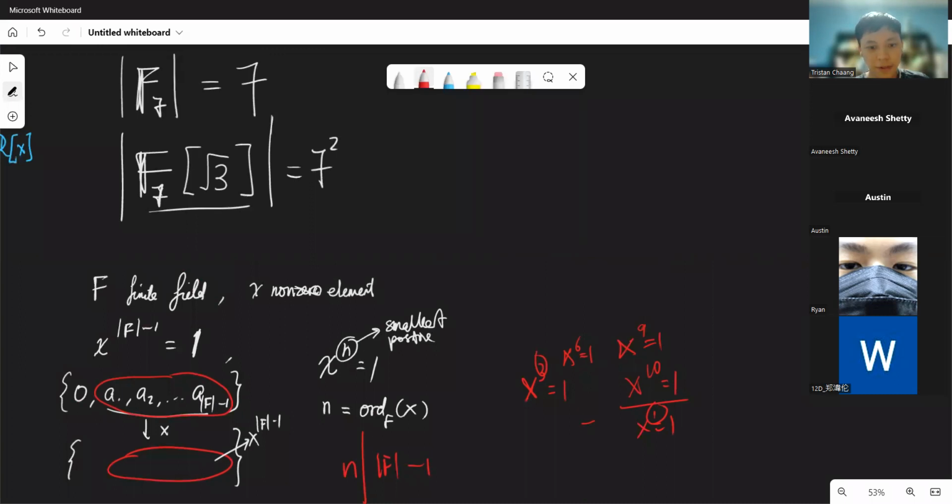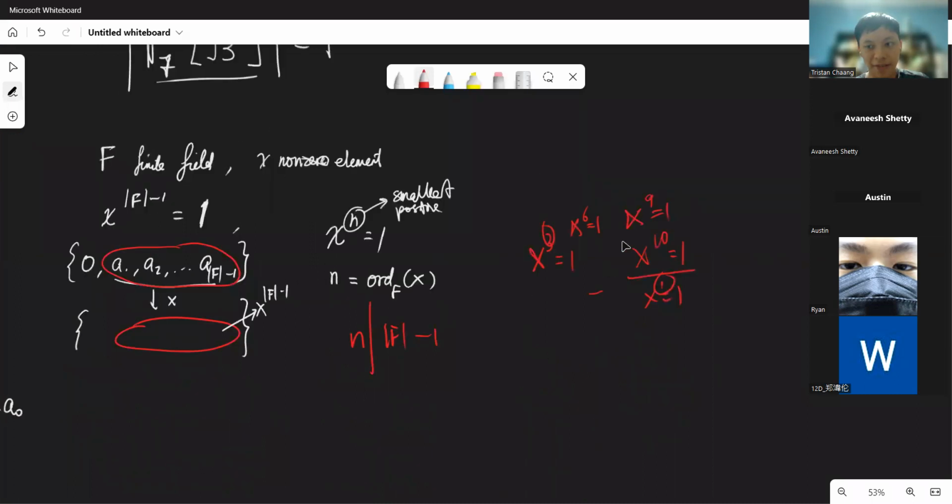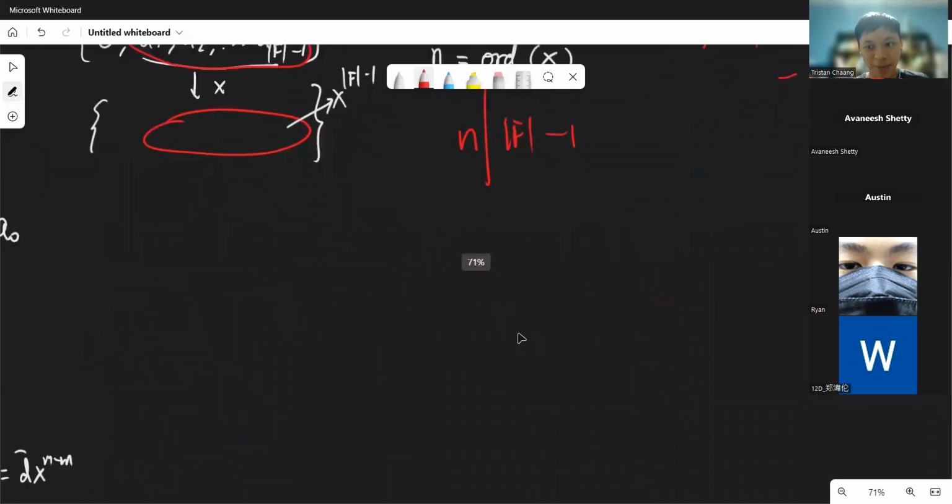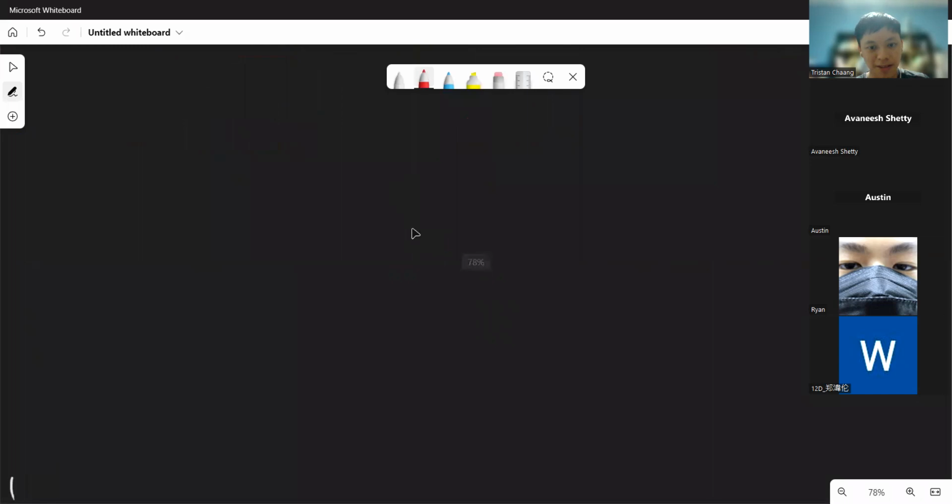Okay, if everyone's okay, let's dive into that IMO problem 2003. It's apparently an N7, but if you know field theory well, it's quite fun to read the solution.